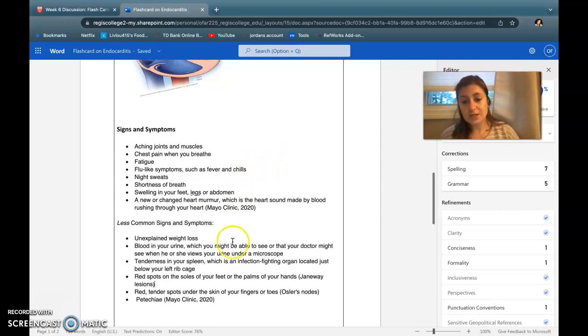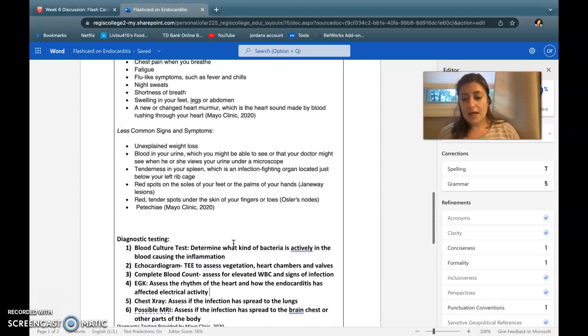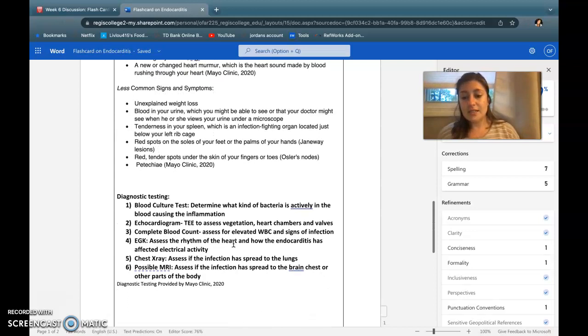Some less common symptoms are listed here, which is unexplained weight loss, blood in the urine, spleen tenderness, red spots on the soles of the feet or palms of the hands. That I find really interesting. I've never seen that. And petechiae. Let's move down.